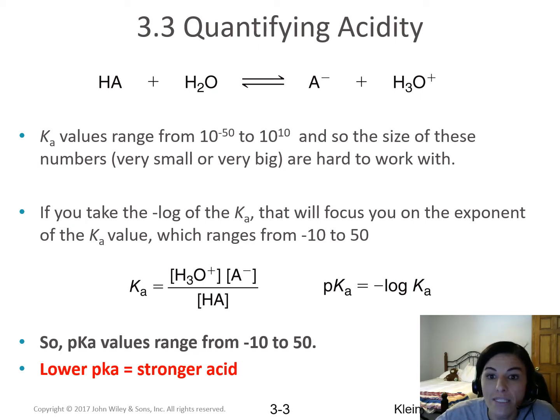Okay. We also see that there is an inverse correlation between acid strength and pKa value. We just saw that a strong acid will give us a larger Ka value. But pKa is the negative log of Ka, and so the stronger the acid, the lower the pKa value would be. Okay, I've got this here in bright red writing because that's important to remember. Low pKa, strong acid.